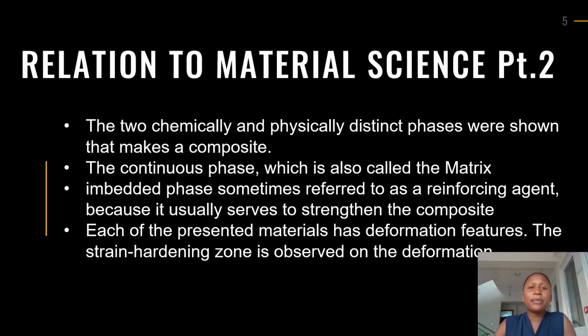So relationship to material science part 2, basically we are going to talk about composites. Two chemically and physically distinct phases were shown, and that makes it a composite. The continuous phase, which is also called the matrix, in our case was the clay, and the embedded phase, sometimes referred to as the reinforcing agent because it serves to strengthen the composite, were the fibers. And we had a chance to see how the two bricks that we made were different and how the fibers strengthened the bricks overall.